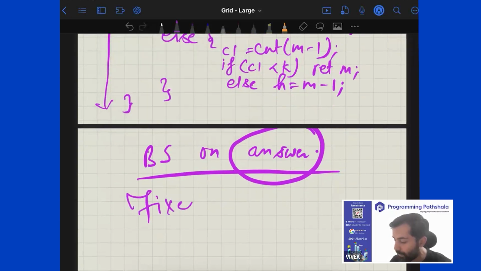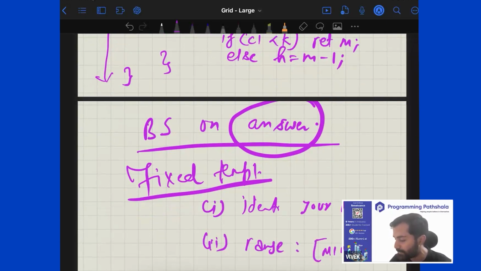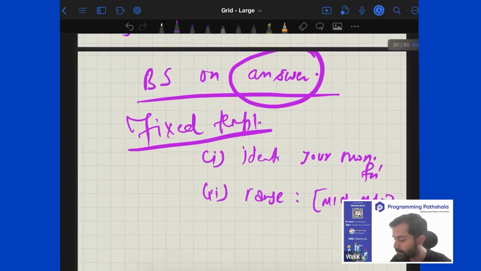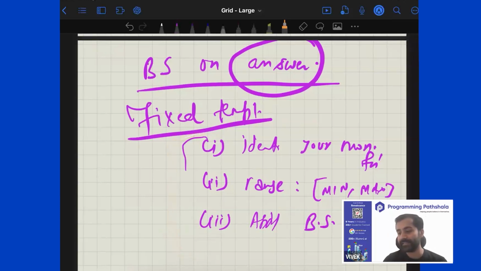Questions in this category are really hard, but there is a fixed template once you identify that it belongs to it. So first thing is you identify your monotonic function, because if you remember, our entire game started when we identified that the count function was monotonic. And then second thing is you identify your range. Here our range was from min to max. And then nothing else is needed. Then just apply binary search. That's it. While it sounds like that's it, you need sufficient practice in order to nail this concept.